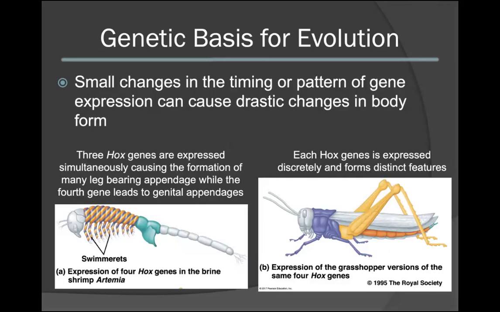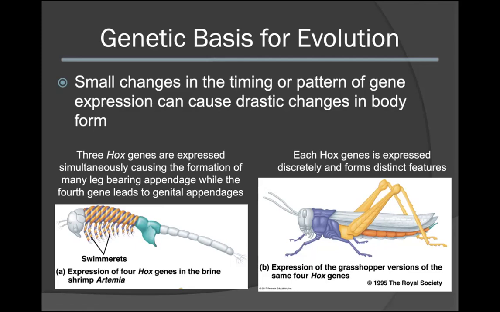In addition, small changes in either the timing or pattern of gene expression can cause drastic changes in body form. Once again, we examine the expression of Hox genes. We consider 4 different Hox genes expressed in 2 different organisms, each depicted by a different color: purple, yellow, orange, and teal. We can see in the shrimp Artemia we have the expression of 3 Hox genes that are expressed simultaneously. This leads to the formation of many leg-bearing appendages along the body, as well as the expression of the 4th gene in teal, which leads to the formation of the genital appendages.